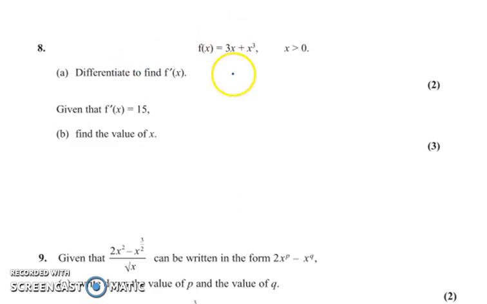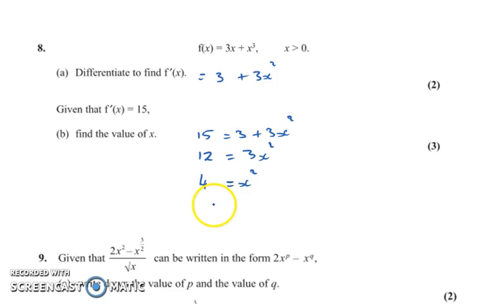Okay, question 8. So part A, just differentiate it. So f dash of x is 3 add 3x squared. It says given that f dash of x equals 15, find x. So that means the gradient is 15. So we have 15 equals 3 add 3x squared. We take away 3 and we have 12 equals 3x squared. We divide by 3 and we have 4 equals x squared. And the square root of 4, x is plus or minus 2.